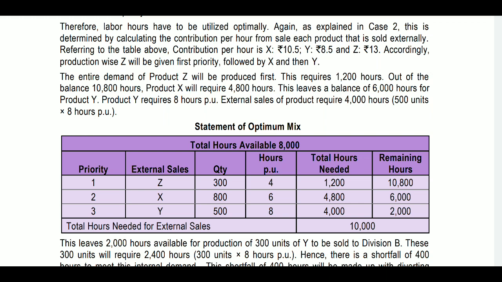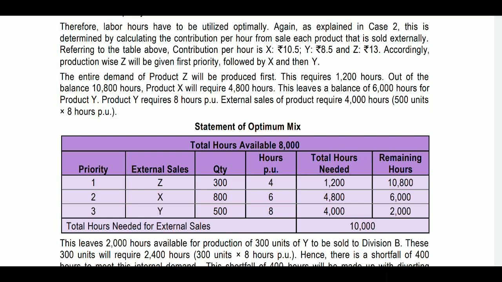Out of 12,000 we will reduce the 1,200, then the remaining hours will be 10,800, and out of 10,800 we will remove 4,800, remaining hours will be 6,000, and out of 6,000 we will remove the 4,000 and 2,000 excess hours is there, and we require an additional 400 hours. So for the 400 hours we will take from any product, then we will calculate the contribution.